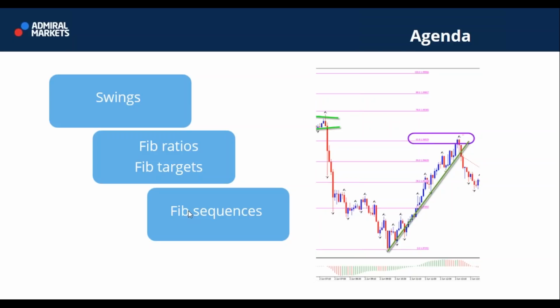We're going to take a look at swings, Fibonacci ratios, Fib targets, and Fib sequences. Swings are very important because we need to know where to place the Fib. We also need to know when not to place the Fib. As you probably know, the Fib tool is something we traders and analysts have to do ourselves. We have to deploy the Fib tool on the charts. It's not something that can be done automatically.